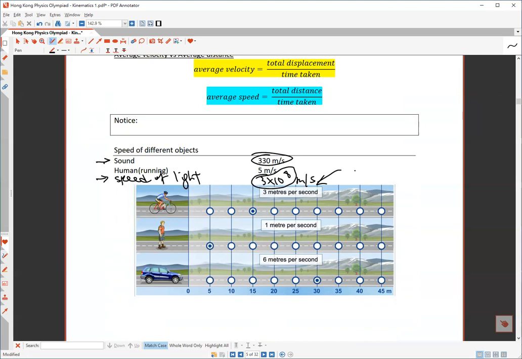the speed of light. The speed may be larger than the speed of sound, but it should be smaller than the speed of light. Otherwise, you can get the Nobel Prize.